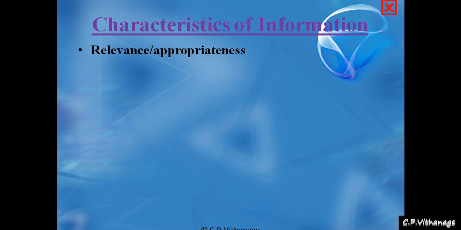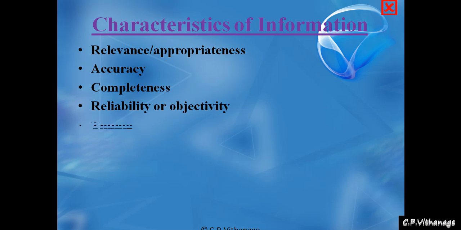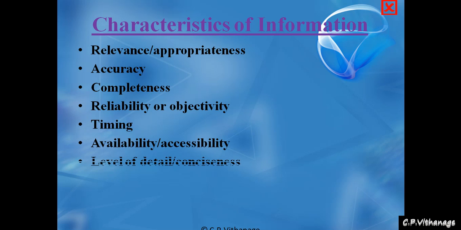Then at the end, when we take the information, it should be relevant to that particular purpose. It should be accurate. The accuracy is very important. Then completeness, it should be whole data, whole processed data. Then reliability, objectivity, timing, availability, accessibility, level of detail, consciousness, value of information, these should be there. Relevance, it should be relevant now.